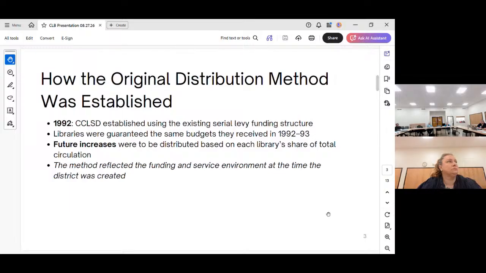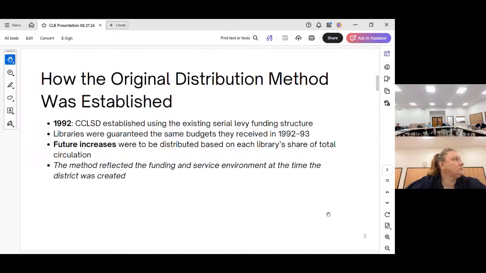Whenever I was working with the committee, one of the things that we were tasked with doing was to research the original distribution of funds at the formation of our district. And our library service district came out of an existing serial levy. And that serial levy had the majority of the libraries that are in the service district, but not all of them were a part of that serial levy.